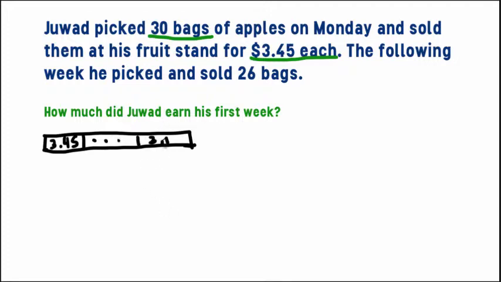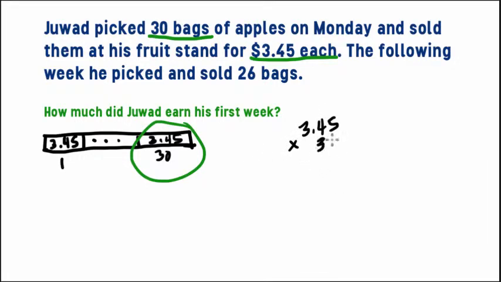So my problem becomes 345, and he had 30 bags. So my math problem becomes 345 times 30. Now how do we multiply decimals? Well, we simply line them up like any number, and we could think of them as without the decimal. And we'll talk more about that in the next video, but the standard algorithm is we just simply multiply.